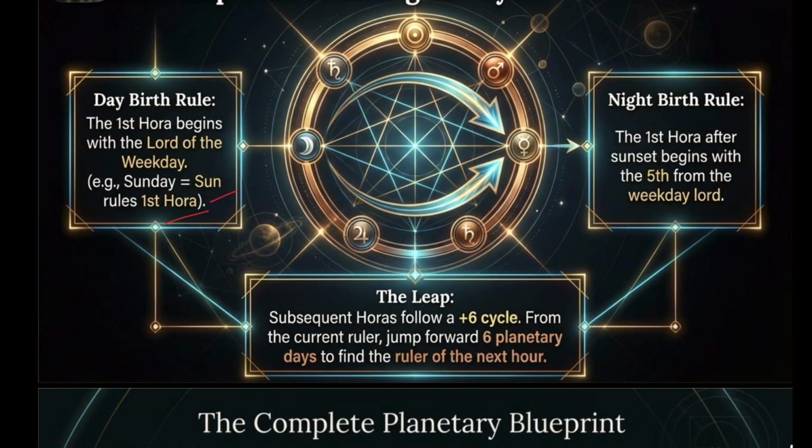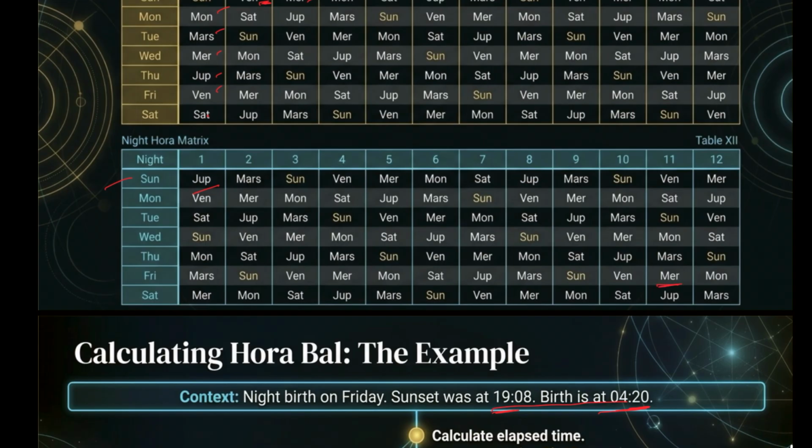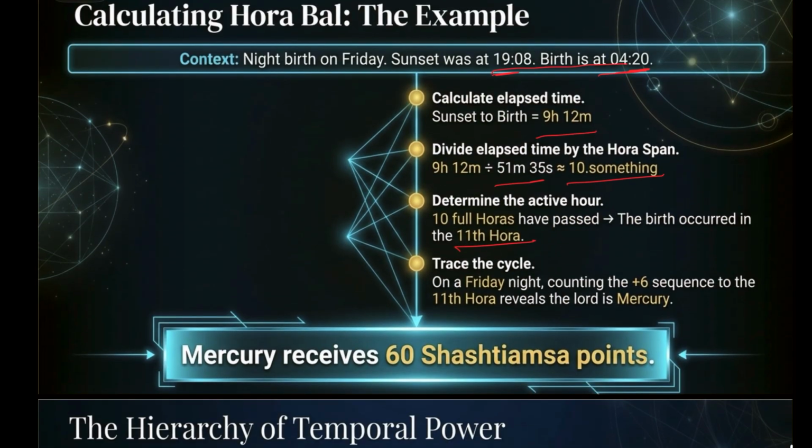Since it was a Friday night, from the sunset, the time of birth is 4:20. So if we subtract, we are getting 9 hour 12 minutes. If we divide it by 1 Hora, it is 10 point something, means 10 Horas have passed and the 11th Hora is in progress. Friday, the 11th Hora is of Mercury. We can directly use our reference table if we don't want to calculate. So on Friday, the 11th Hora is of Mercury. So Mercury will receive 60 Sasthyamsha point.